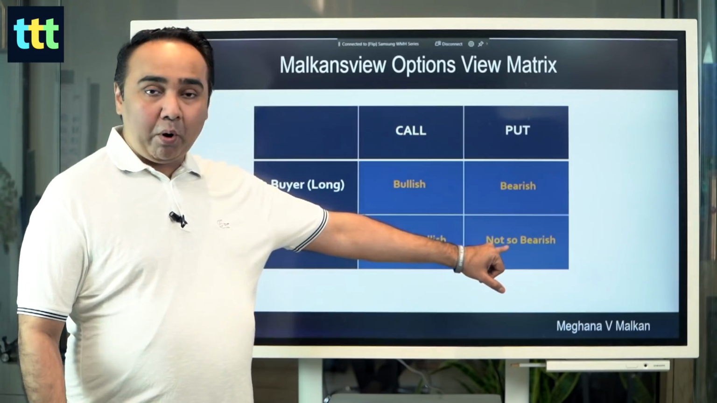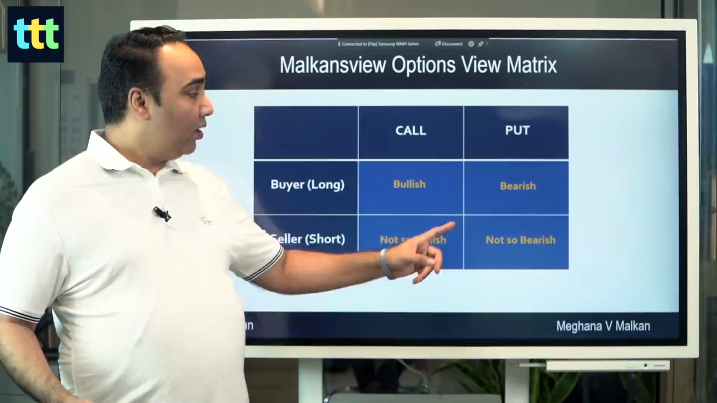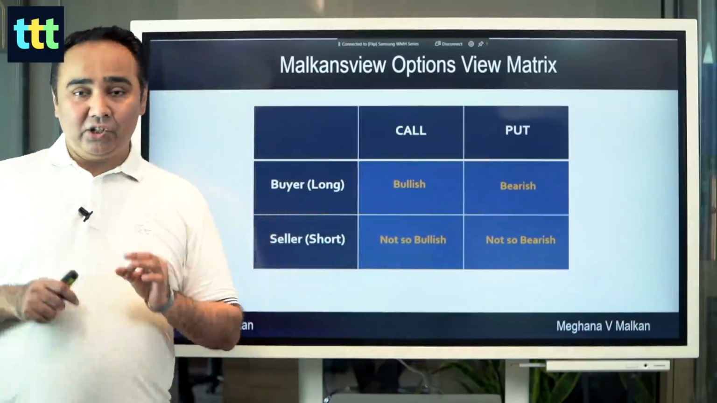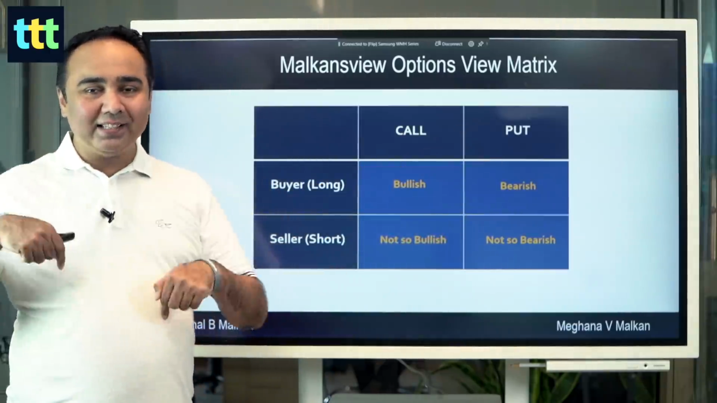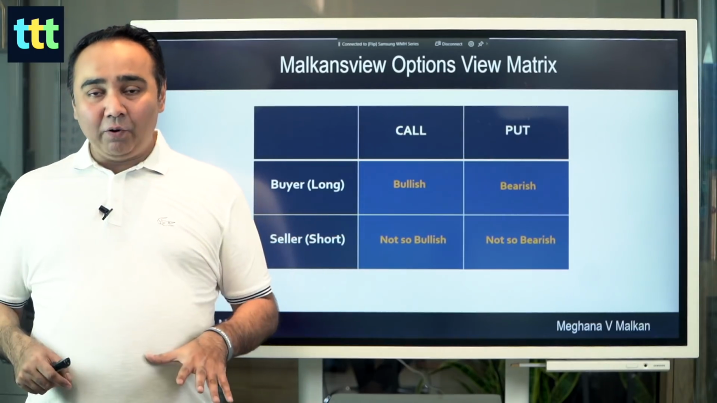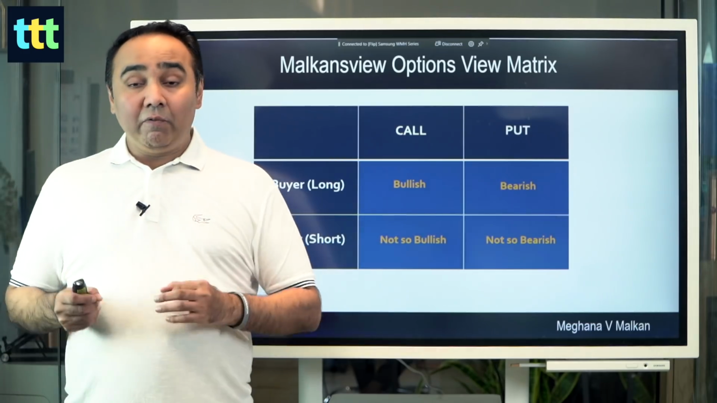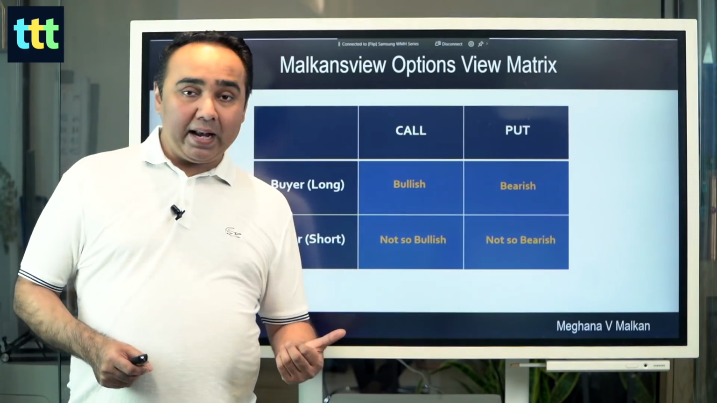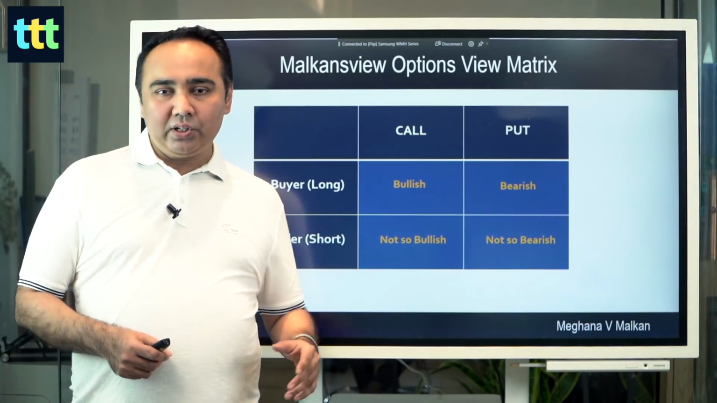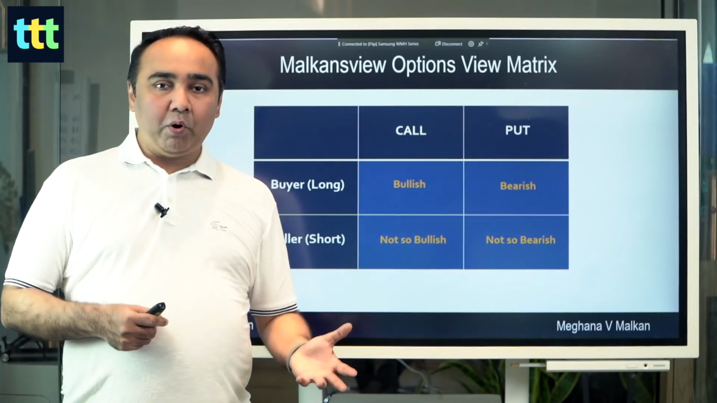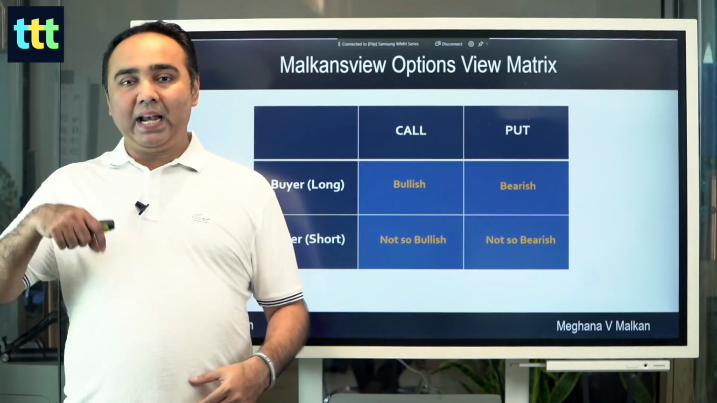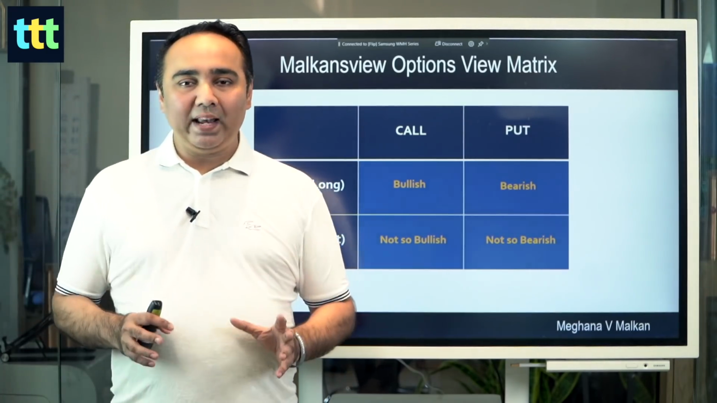So if it is that important support, not so bearish, you sell a put. I suggest that you take a snapshot of this right now, and whenever you try to trade options, think in these terms: whether I'm bullish on the market, whether I'm bearish on the market, or it doesn't look so bullish or doesn't look so bearish, or it's support or resistance, it's a breakout or a breakdown. So all that becomes very easy.